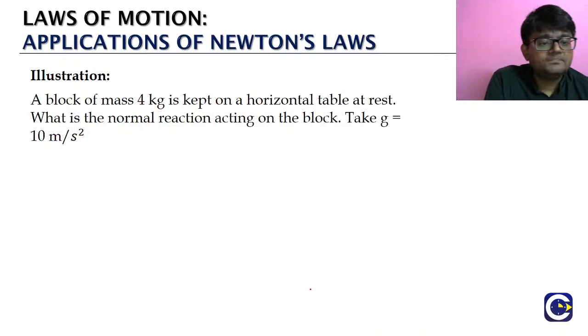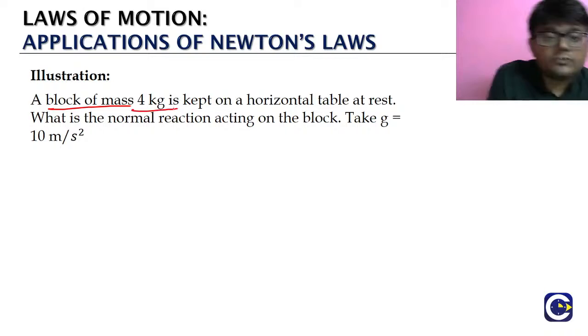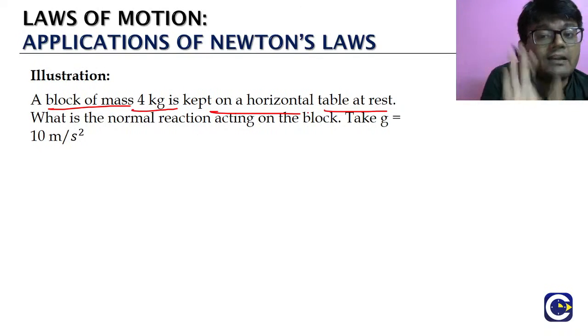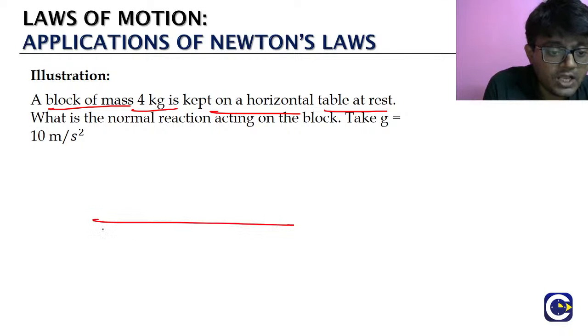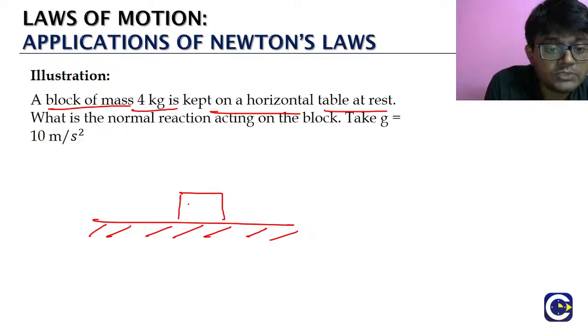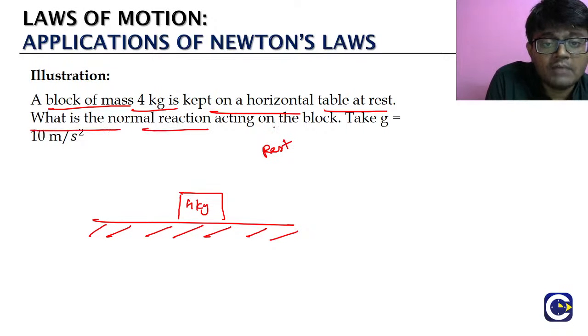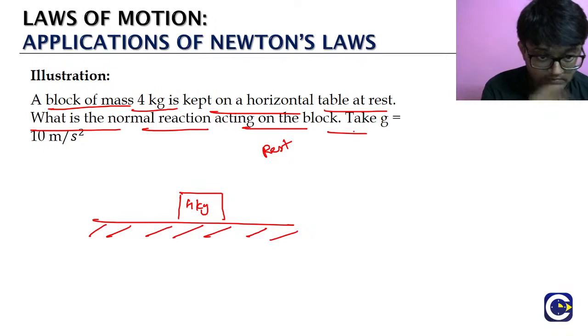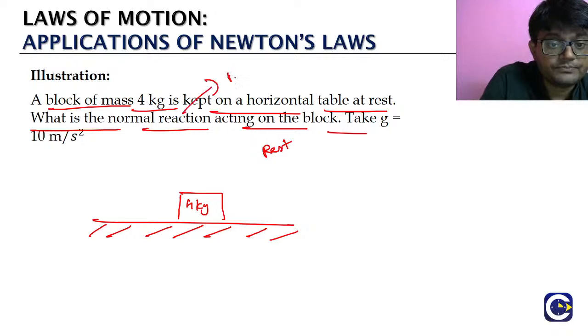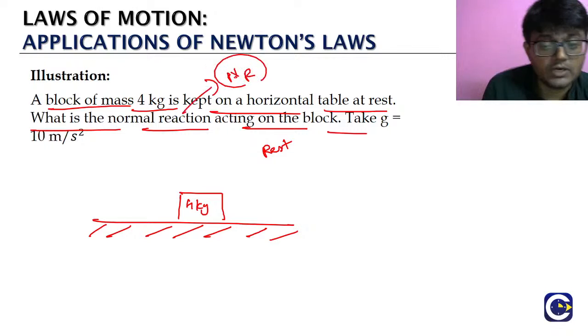Look at the next question: a block of mass 4 kg is kept on a horizontal table at rest. Look, take a horizontal table. On top of that we are keeping a block of mass 4 kg. Okay? This is at rest. What is the normal reaction acting on the block? What do we have to find out here? We should find the value of the normal reaction acting on the block.